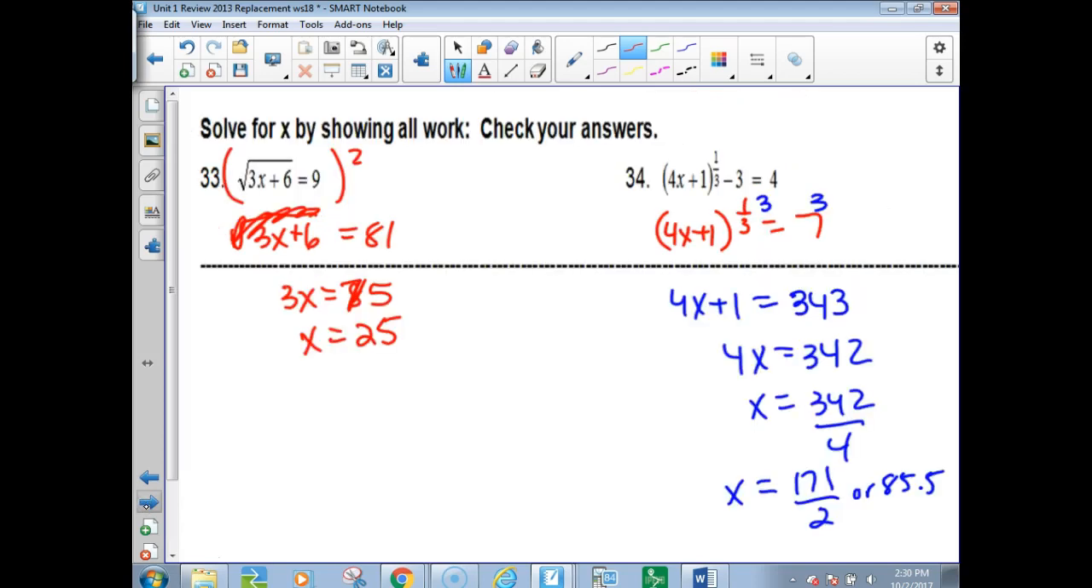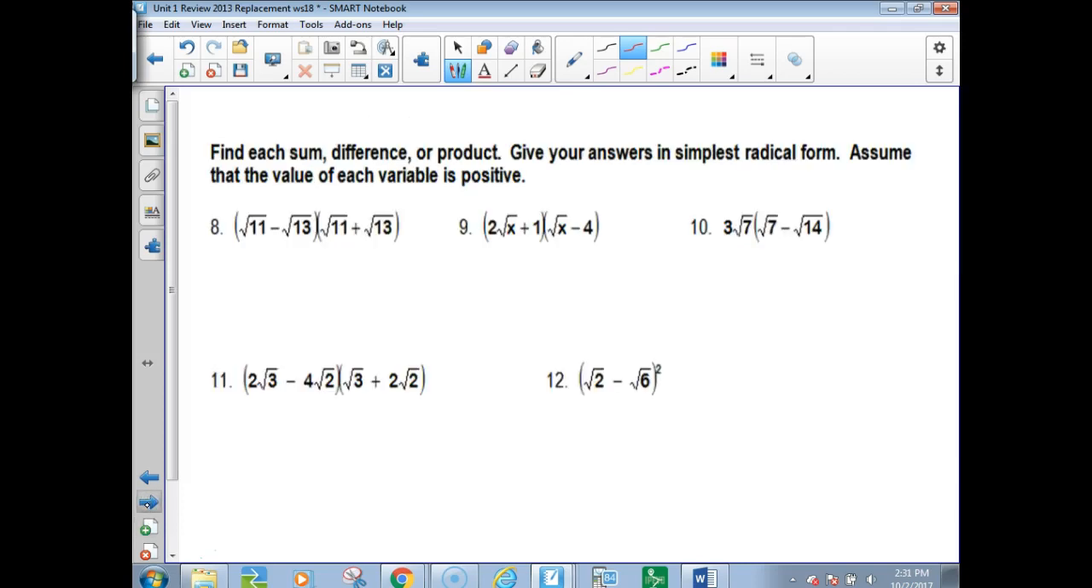Okay. Can we look at these? You got 25 for 33 and the 171 over 2 or 85.5 for 34. Well, you're good. And then this wasn't on there because we took it off. Aren't you glad? It'll come up. It'll come up again.